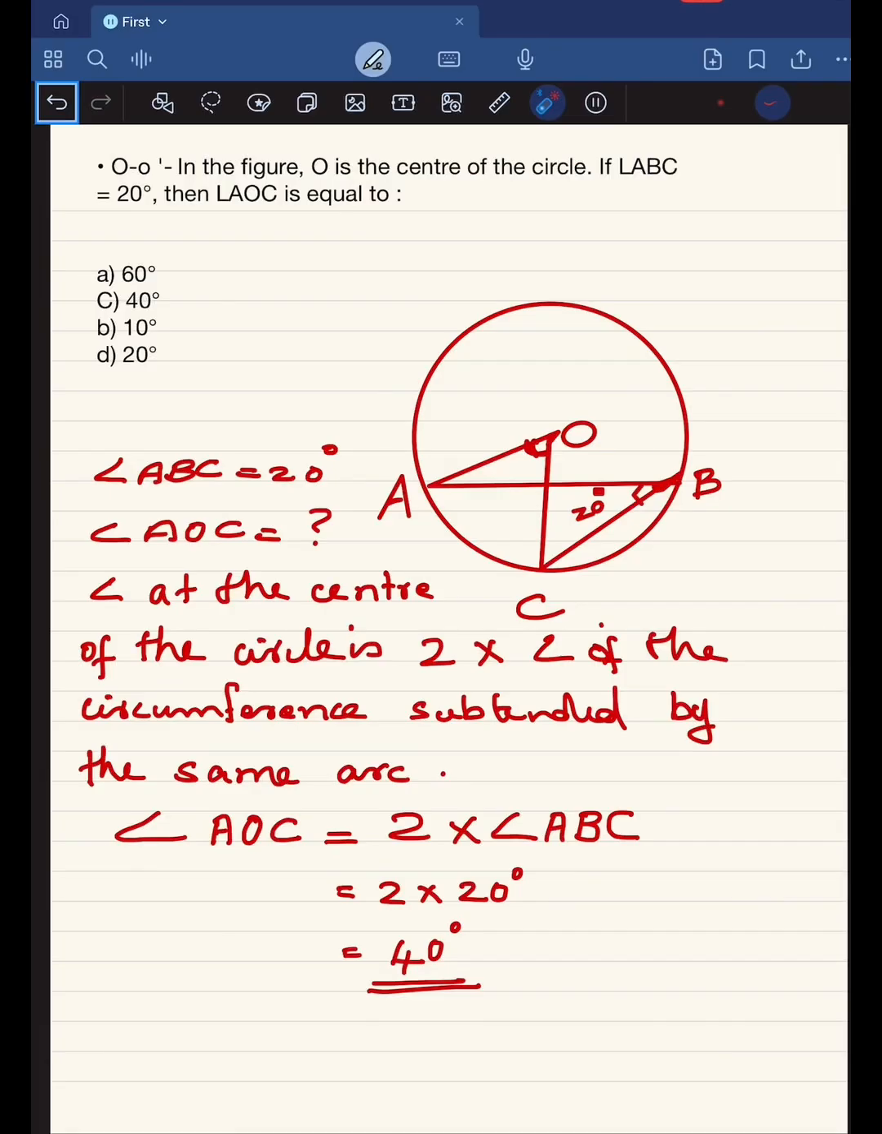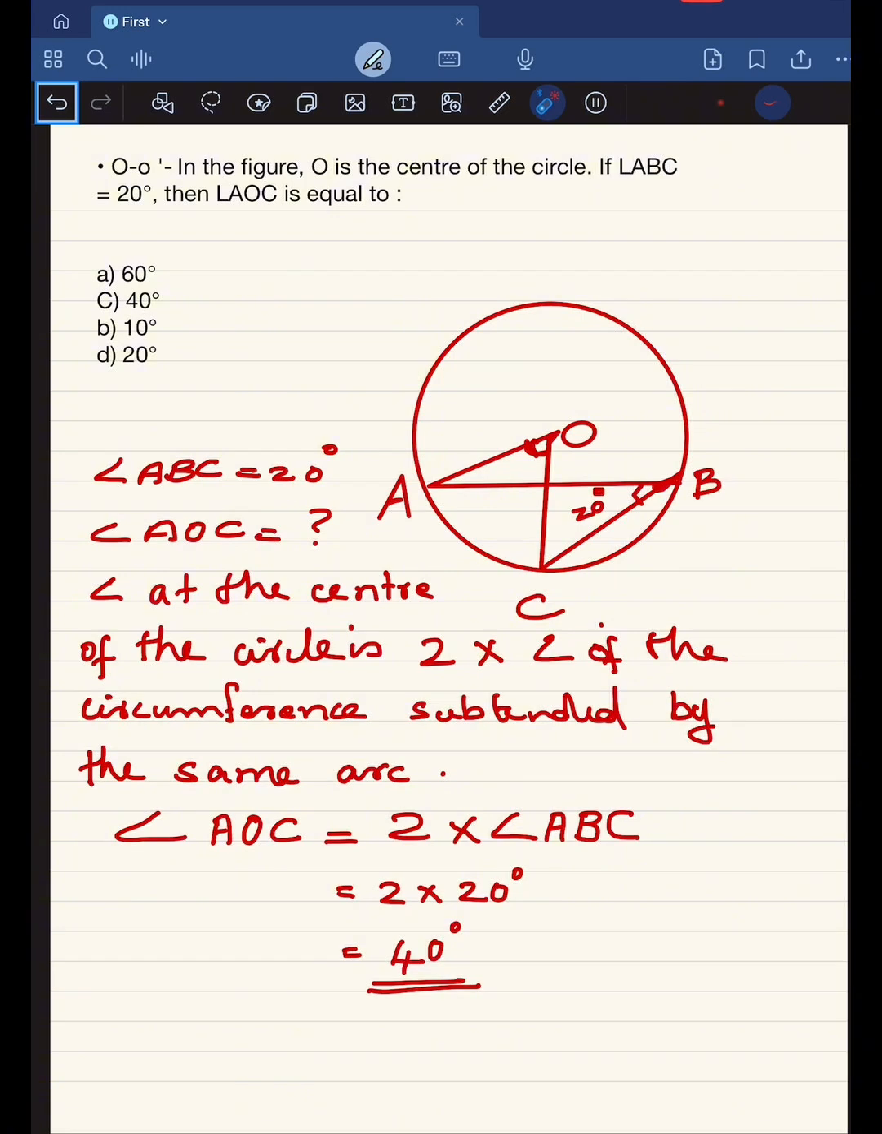Third question is, in the figure, O is the center of the circle. If angle ABC is equal to 20 degrees, then angle AOC is equal to what? Okay, here given angle ABC, this angle is equal to 20 degrees. We have to find angle AOC, this angle with center O. So we have one theorem.